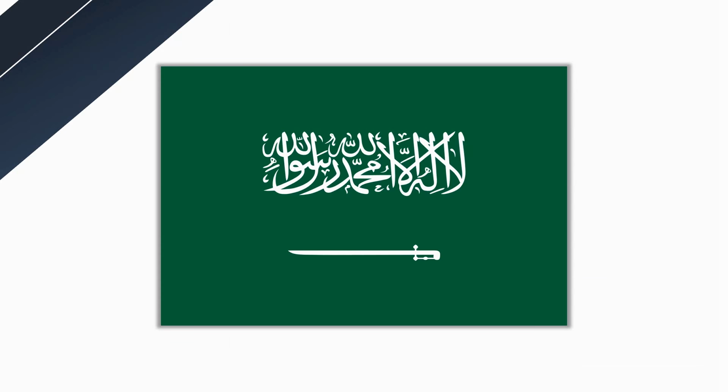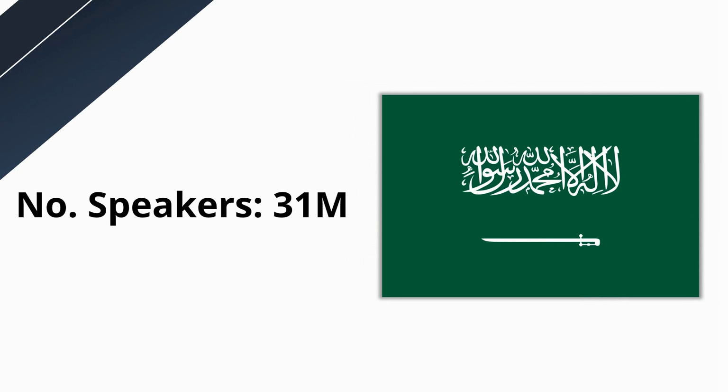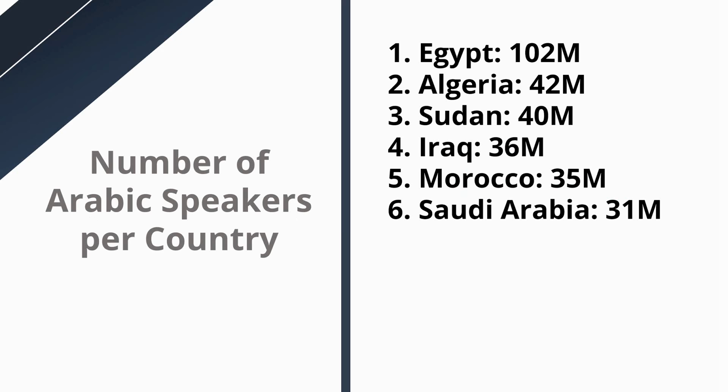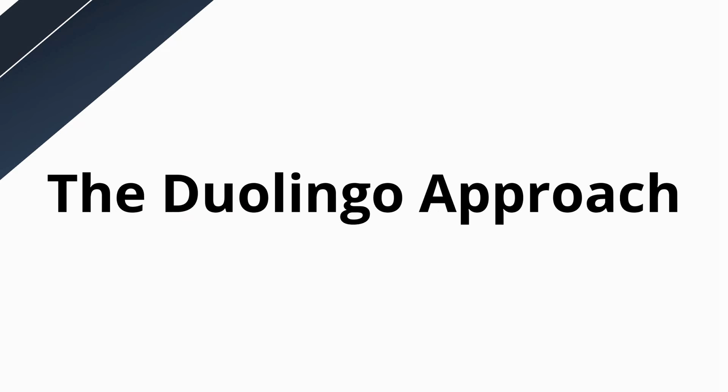One of those is simply to use this flag, which is the flag of Saudi Arabia, which at first sight seems like quite a good option. It has the word Arabia in it. It's what people think about when it comes to Arabic, and there are 31 million speakers. However, that comes in at just number 6 in the number of countries with the most Arabic speakers in them. Number 1 being Egypt with 102 million Arabic speakers, followed by several other countries in North Africa and the Middle East.